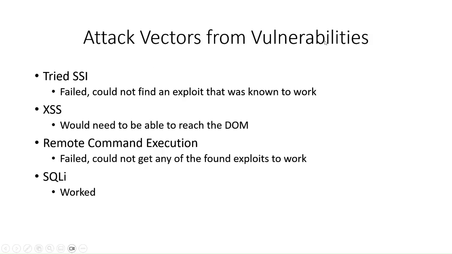From the vulnerabilities that we did find, and from the ones that you saw listed there with Nessus, these are the attack vectors that I would try right off the back. So I did try to find a server side injection. I failed to find an exploit that was known to work, so that was a bit of an issue there. I decided to stop chasing it because it was starting to waste my time a bit.